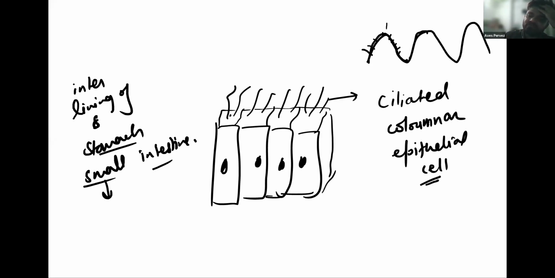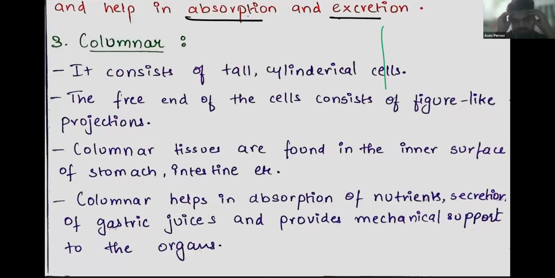Got it? Yes, I got it. So note it down. It consists of tall cylindrical cells, and consists of finger-like projections. Columnar tissue is found in the inner lining of the stomach and small intestine, and helps in the absorption and secretion of gastric juices and provides mechanical support to the organs.